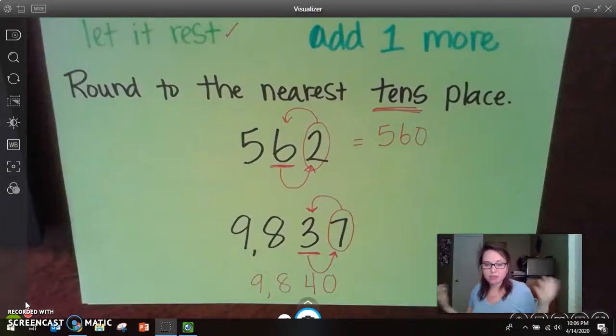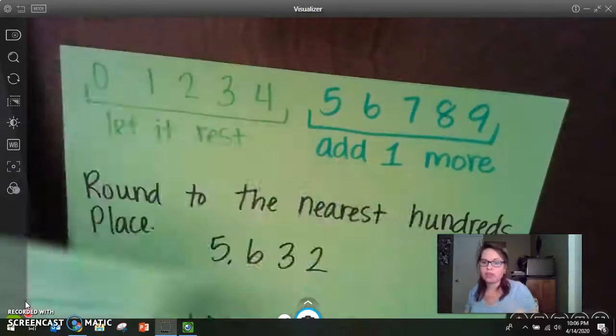And why do we round? Well, it makes it easier to count or estimate. Instead of saying I have 562 chickens, you could say I have about 560 chickens. Or if you're talking about marbles or whatever, you're able to give more of an estimation. Okay, let's try a couple more that look a little bit different.